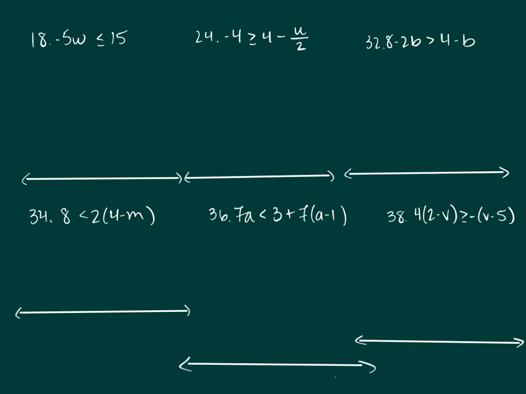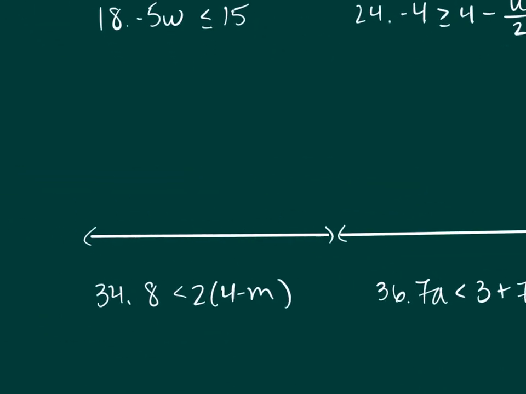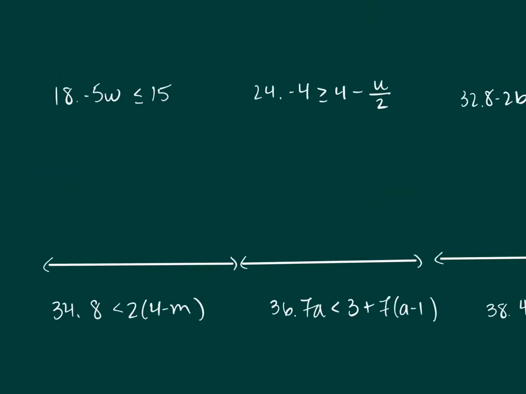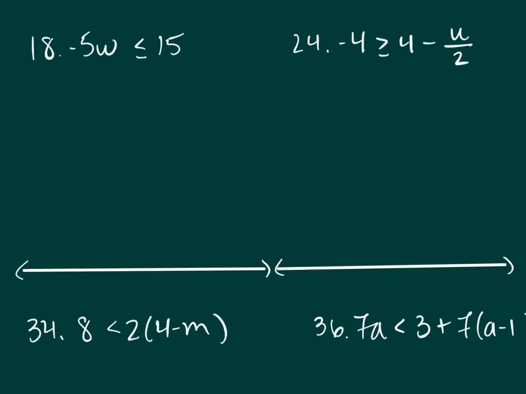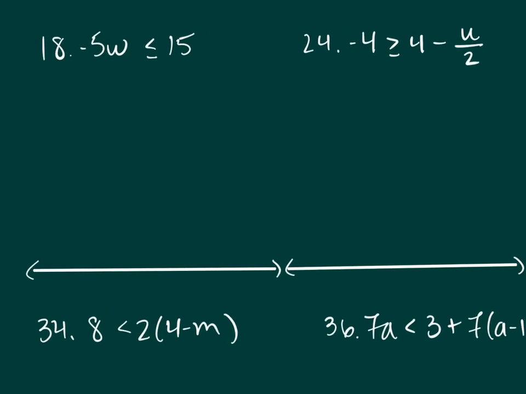Okay, let's check out some other ones. So let's first look at 18. It says that -5w is less than or equal to 15. So first thing we're going to do is divide by -5, right? Now here's the tricky part. When we divide by a negative, we flip the sign.